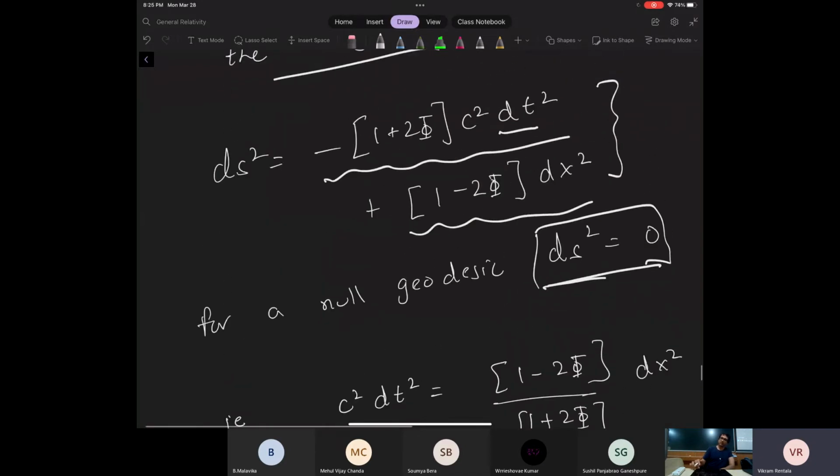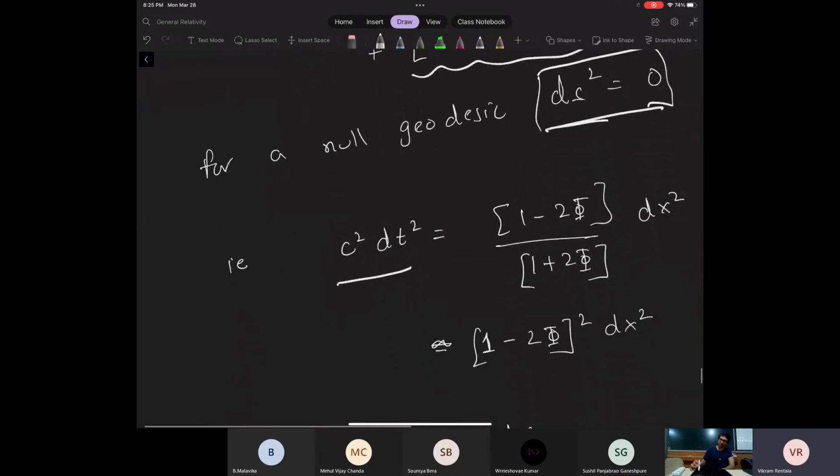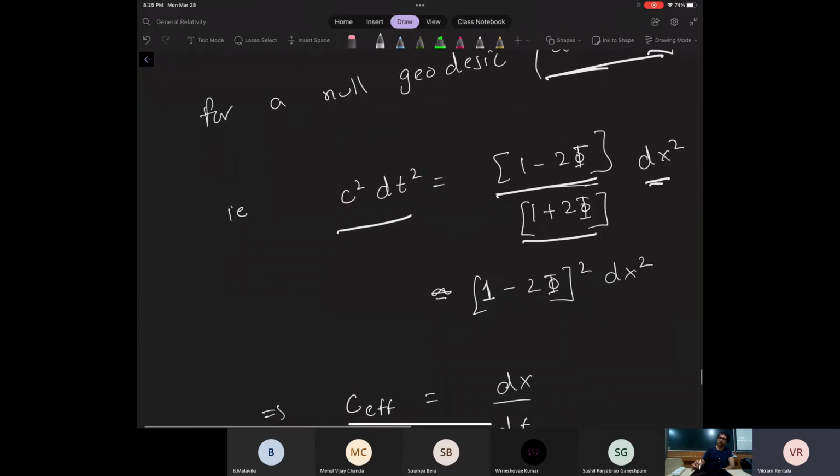So I equate this to 0, and so c²dt² is (1 - 2φ) over (1 + 2φ) dx². Or again using the binomial expansion, I can write this as (1 - 2φ) whole squared times dx².